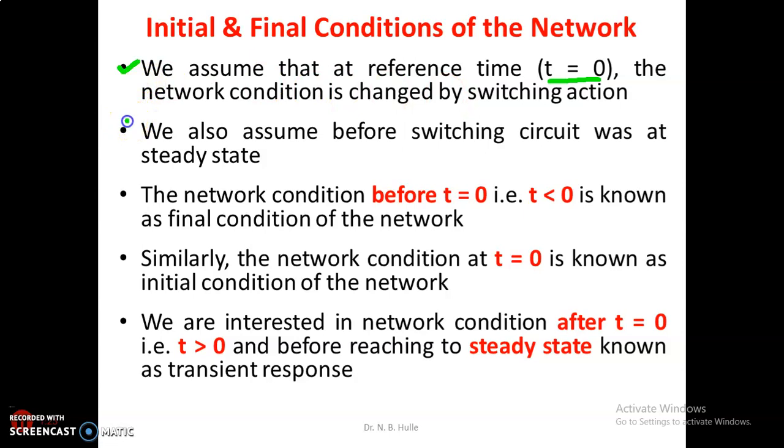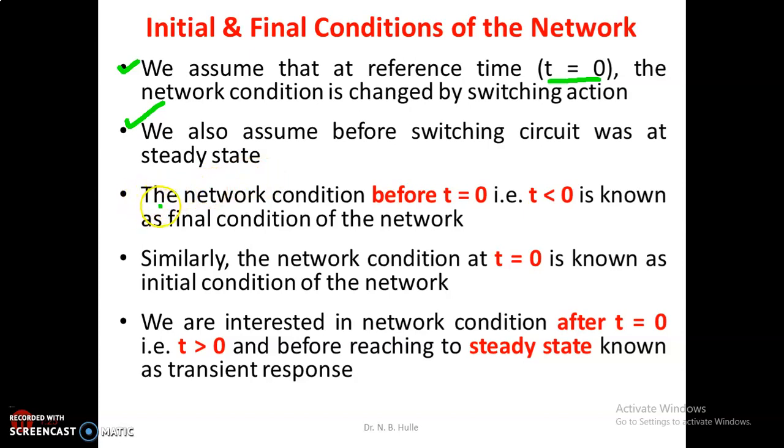The second assumption is that before switching the circuit was at the steady state. Means if we are switching the switch from off state to on state, here we are assuming that switch was in the off state for a long time and the stable state was reached. Similarly, when the switch is in the on state, it is in the on state for a long time, and in that particular case the circuit was in the stable state. This is the assumption. Means before the switching action, the circuit was in the stable state.